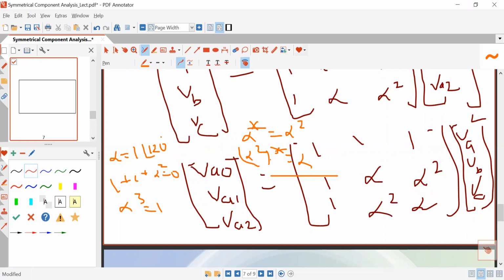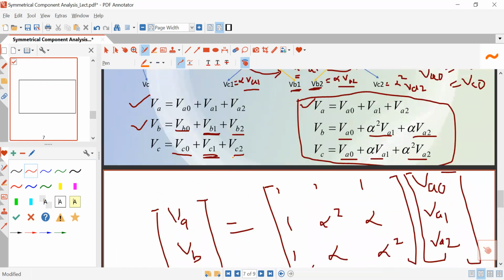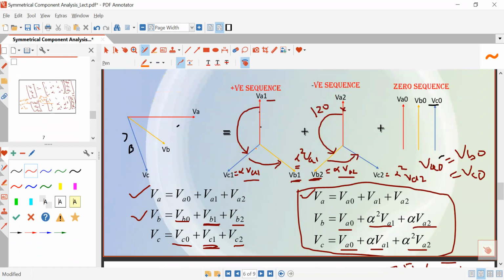So this is all about symmetrical component analysis. And in the next lecture, I will discuss the application of symmetrical component analysis.